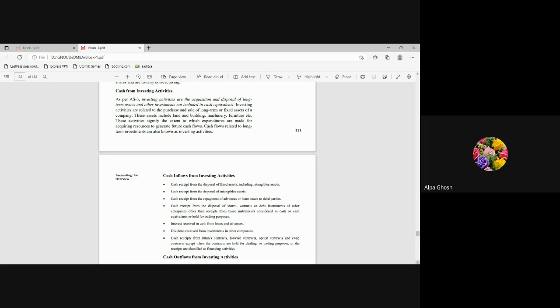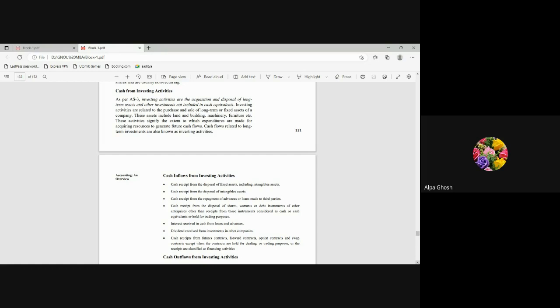So when we talk about investing activities, they include land and building, machinery, furniture, etc. So these activities signify the extent to which expenditures are made for acquiring resources so that we can use them for future cash flows.